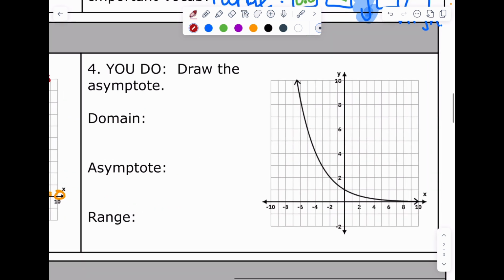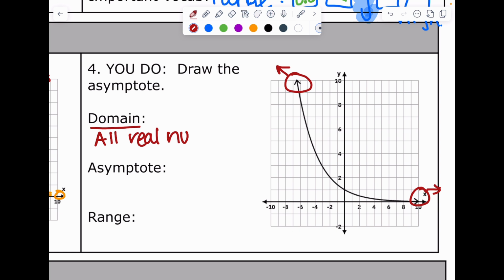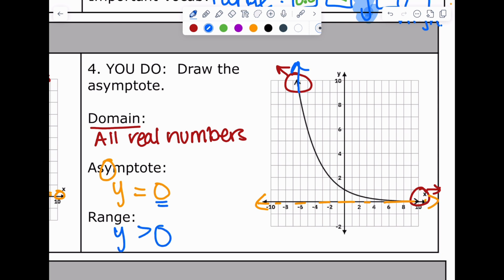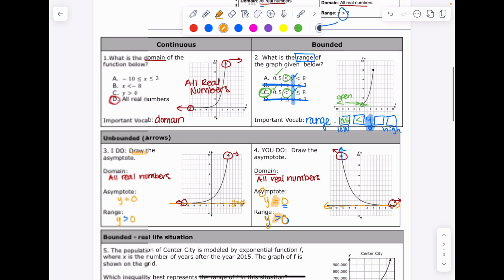We're going to do domain. Domain is my two arrows, left, right, all real numbers. Then I have my asymptote, y equals 0 again. And my graph is pointing up, so y greater than 0. Same thing, okay? So this is the same as the asymptote. The only thing changing is this equal sign to a greater than sign.